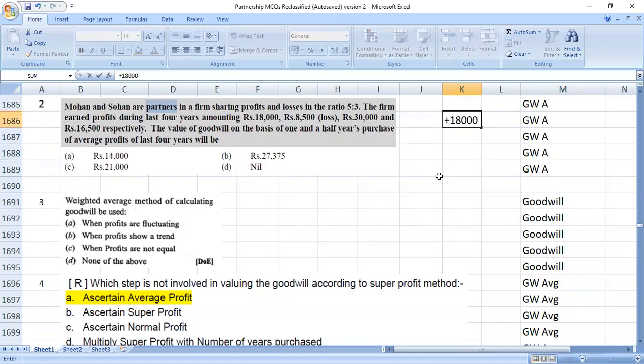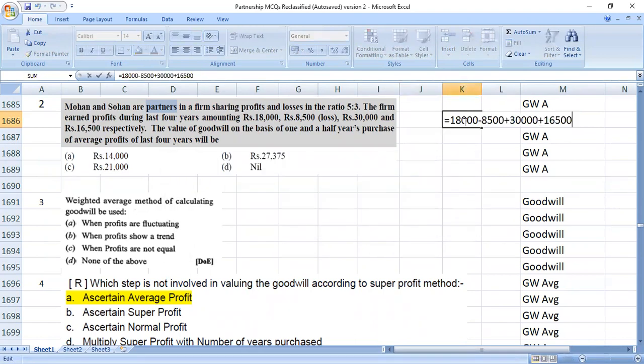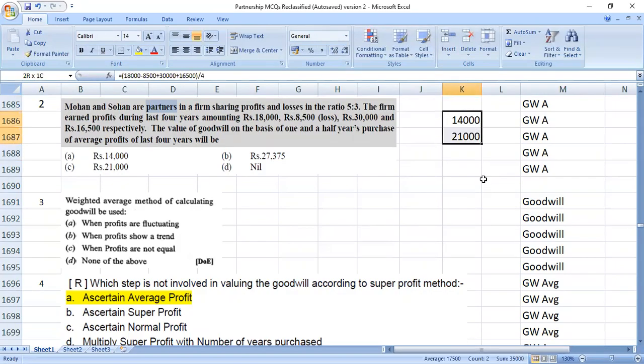Profits are 18,000, then loss 8,500, so we put a negative amount, then 30,000 and 16,500. To find the average of these 4 years, divide by 4. It comes to 14,000. Goodwill is 1.5 years purchase of average profit. So average profit into 1.5, 21,000 is the correct answer, my dear children.